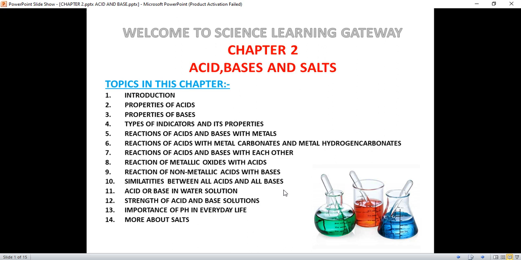Today we'll start class 10th NCERT Science chapter number 2, that is acids, bases and salts. This chapter is from chemistry and mostly it carries 4 or 5 marks for your board exams. All the topics in this chapter are covered from the NCERT syllabus. So let's get started. Now let's have a look at the topics which we have to study in this chapter.